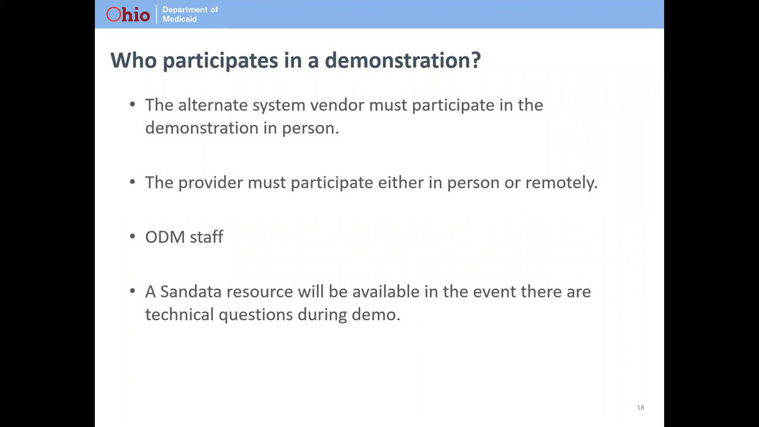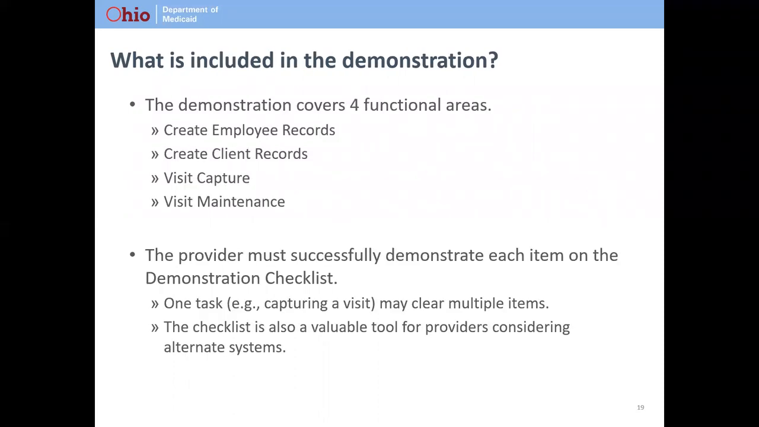The demonstration requires that the alternate system vendor participate in person. The provider must participate either in person or remotely. ODM staff will participate in the demonstration, and a SAN data resource will be available in the event there are technical questions during the demonstration. The demonstration will cover 4 functional areas: creating employee records, creating client records, capturing visit data, and visit maintenance.